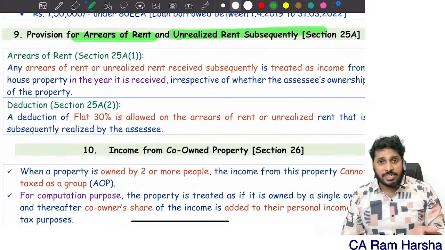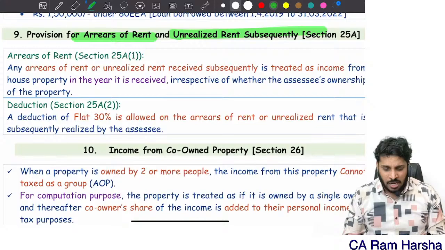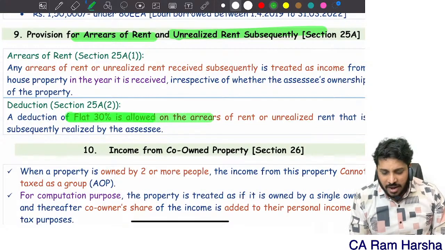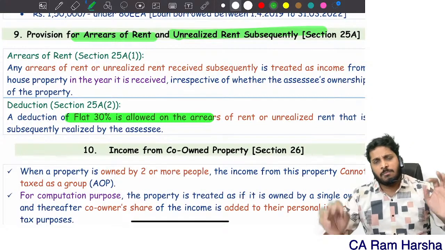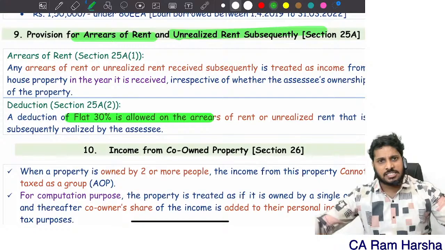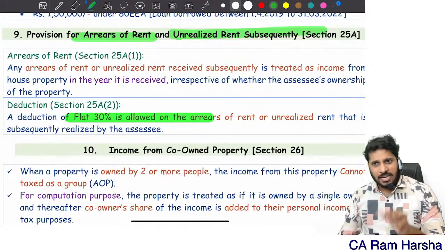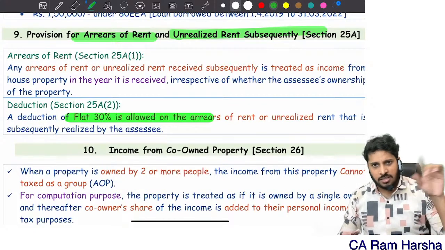Unrealized rent, now you are receiving. It doesn't matter whatever it is, it is fully taxable minus flat 30% deduction. That's it. Capital gains I have already given in the previous marathon.